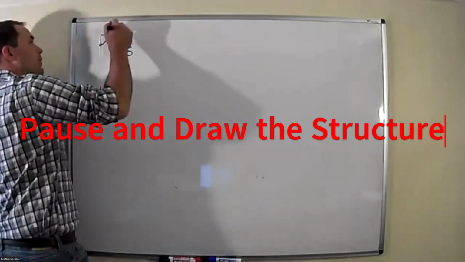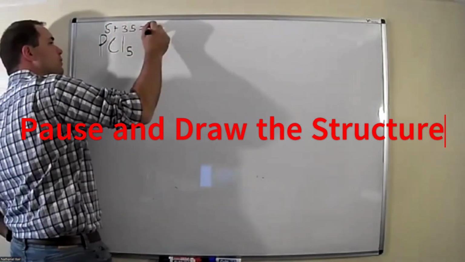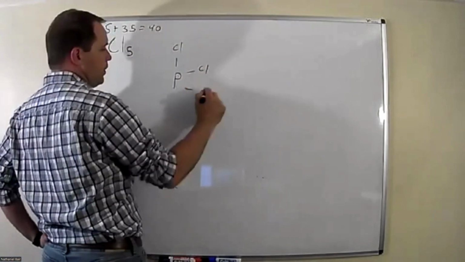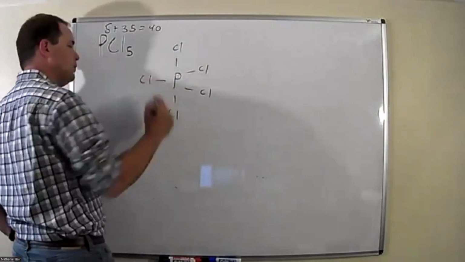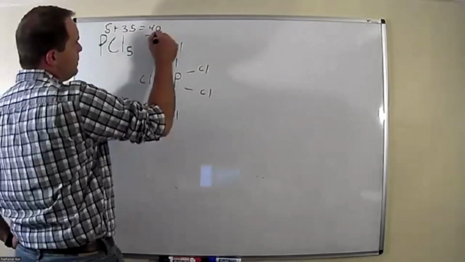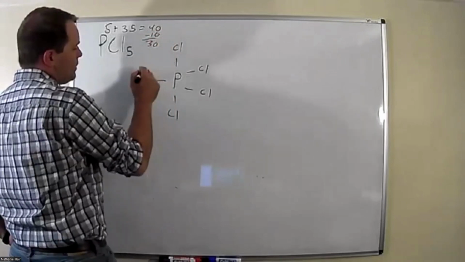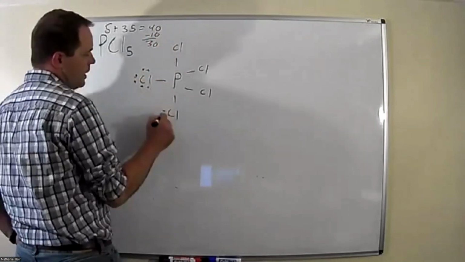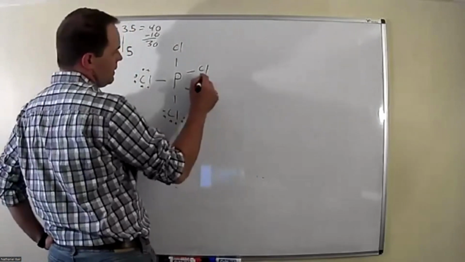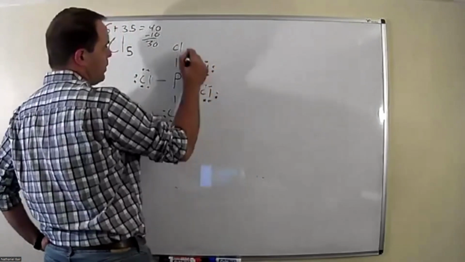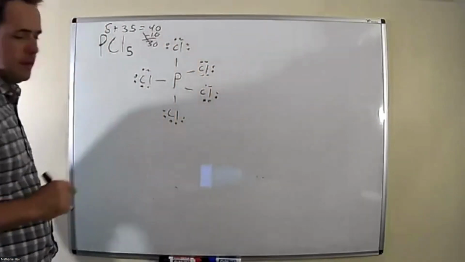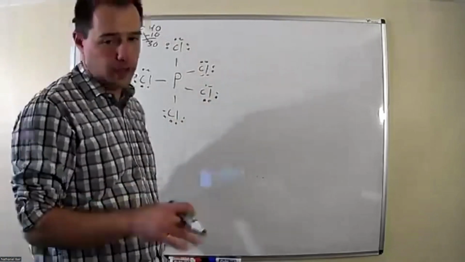So that's 5 plus 35 equals 40. Phosphorus, 5 chlorines coming off of it, exceeding the octet rule. It's okay. Phosphorus is in period 3 or below. It's allowed to do that. Used up 10, got 30 left. 2, 4, 6, 8, 10, 12, 14, 16, 18, 20, 22, 24, 26, 28, and 30. And there it is.